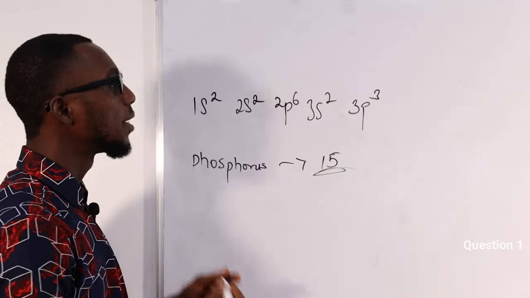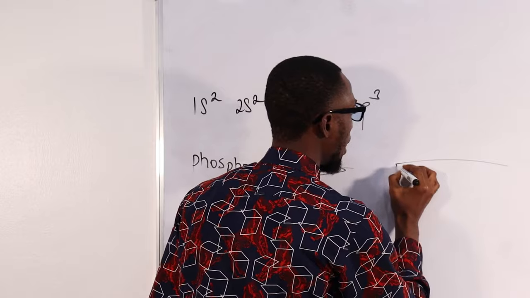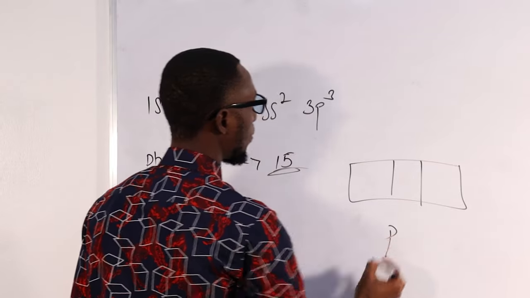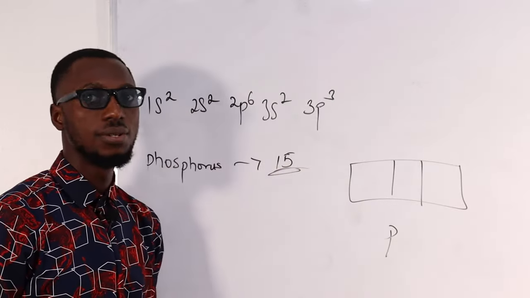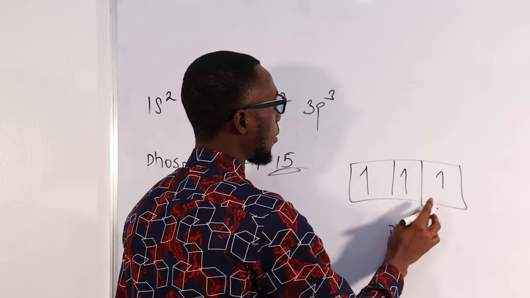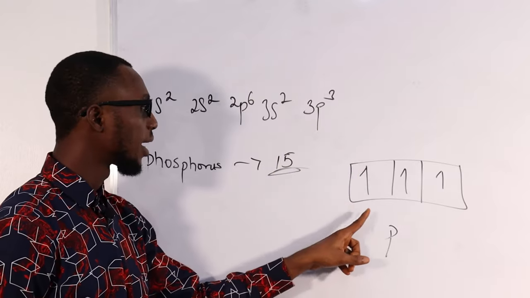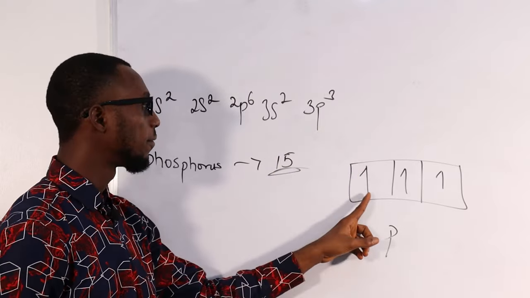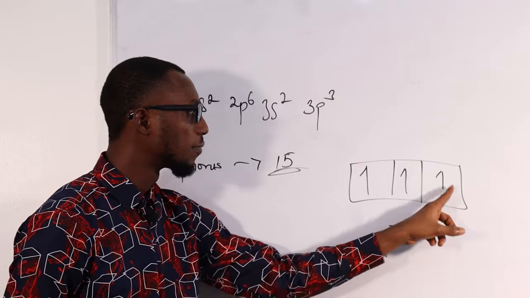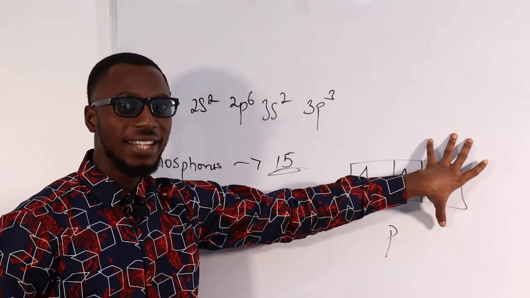So when we are filling up these orbitals, I'm going to skip and go to the last shell. So we have for the p, 3 electrons here. Can you see? In the last p orbitals we have just 3 electrons. So you have to fill each one first, then you will start pairing from the first one. So we can see from here that this element has 3 unpaired electrons.